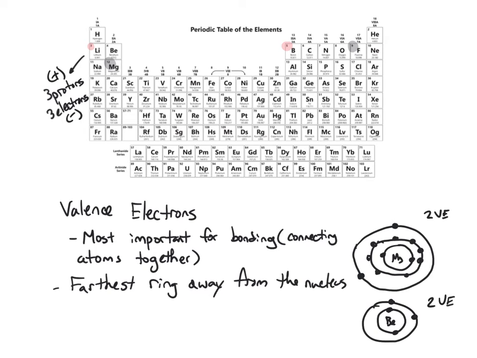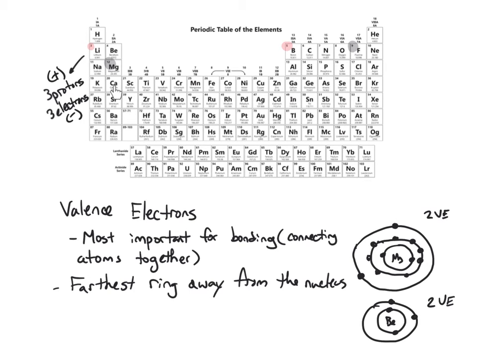Beryllium is just above magnesium, and it also has 2 valence electrons. That is not a coincidence. That is by design. In fact, the periodic table is set up so that elements in the same column all have the same valence electrons. Now, beryllium is a smaller element, so it has fewer rings, but the fact that its last ring has 2 valence electrons is the same as magnesium with its 2 valence electrons.